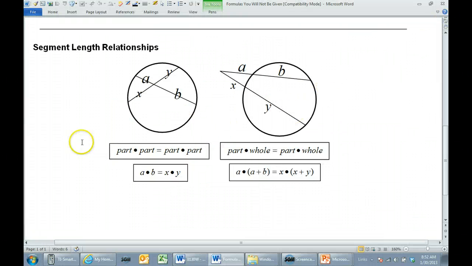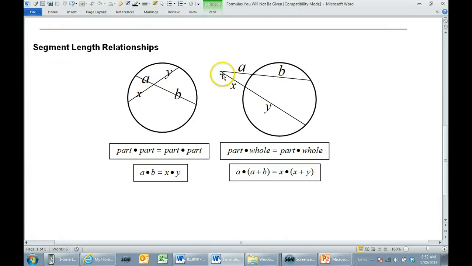Specifically, we've learned about these relationships where if you have two chords that are intersecting inside of a circle, the relationship is like this. Part times part is equal to part times part. So in this case, A times B would equal X times Y. That's when it's inside the circle.